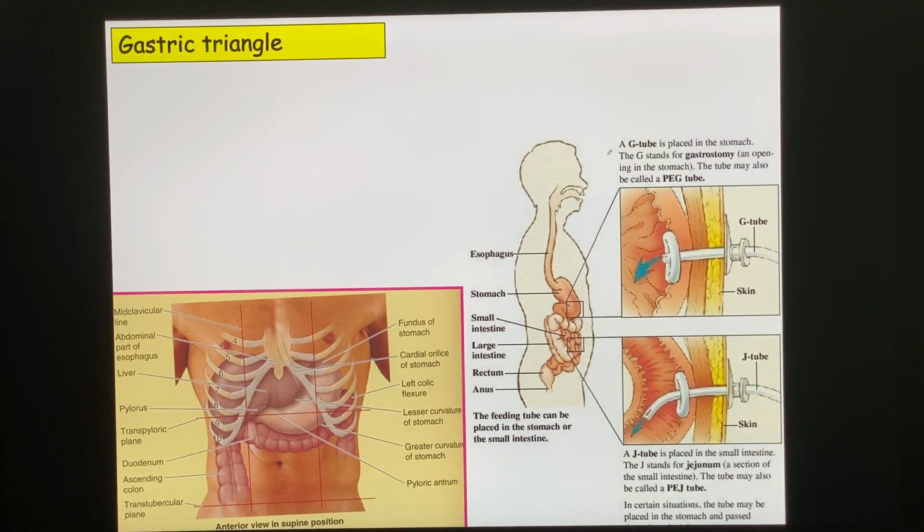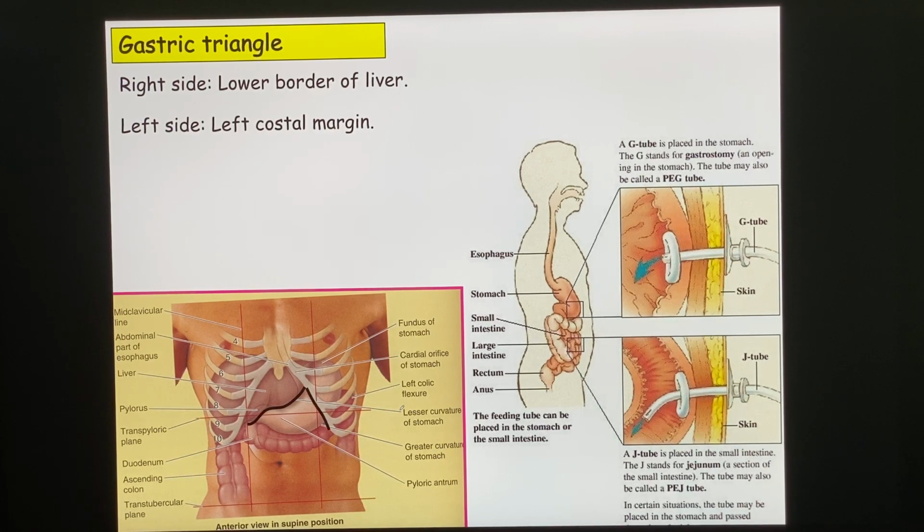Okay. Now, why do we need to know about a few of the relations of the stomach? Because, as I told you, the anterosuperior surface of the stomach is related to the anterior abdominal wall. Not all, but part of it. This area is called the gastric triangle. The boundaries of this triangle are the lower border of the liver, the left costal margin, and the upper border of the transverse colon.